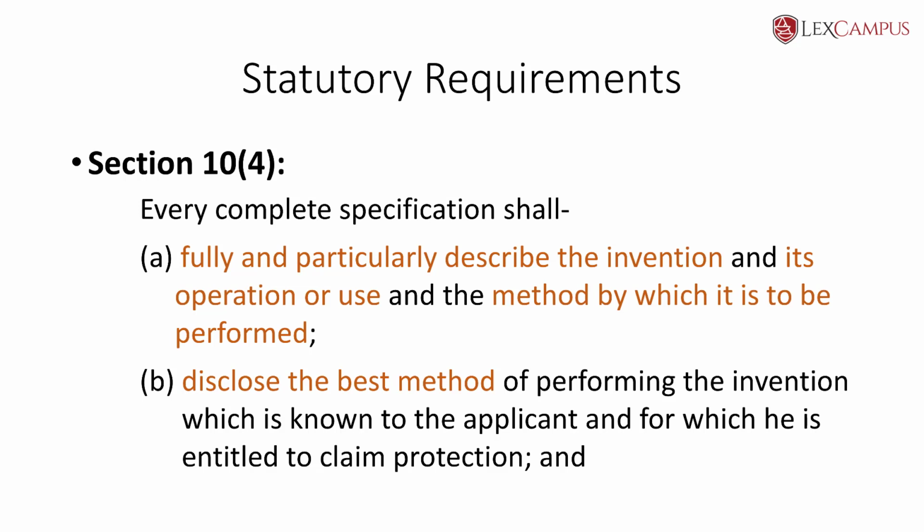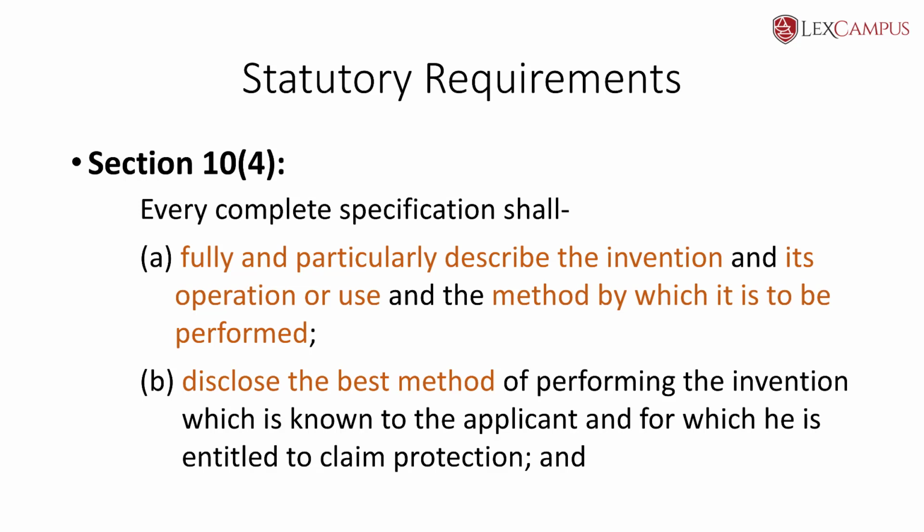So the method of performing the invention should correspond to the independent claim or the main claim that you have made. If there is a main claim and a corresponding method of performing the invention which you have described in your descriptive part of the specification, then in principle you have satisfied the requirement of best method. So it's an easy requirement to satisfy. We find very few cases where the applicant has not disclosed the best method and the best method has become a reason for a revocation of a granted patent. There are very few case laws on that.